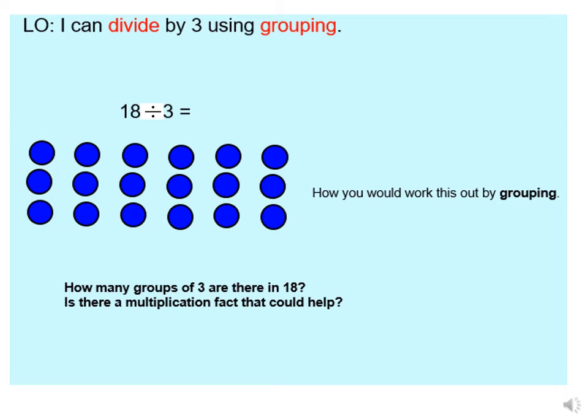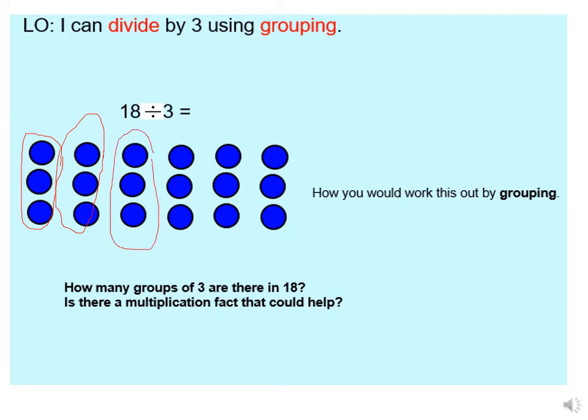Okay, this time we are going to be grouping our array, okay? How many groups of 3 are there in 18? So you need to draw this array out, please. And then you need to group them into groups that are going to have 3 counters in each, and how many are there? So have a go at that, please, and then you can come back and check your answer. So here we've got one group which has 3 in it. This is another group of 3.